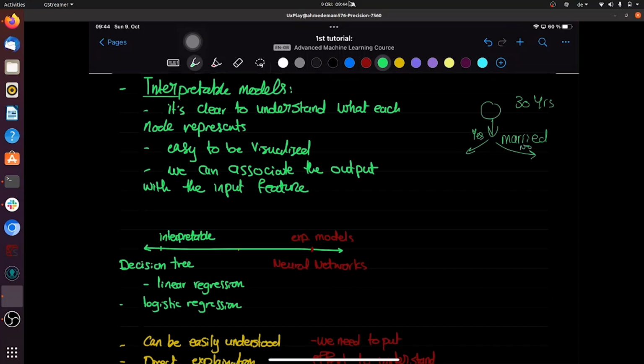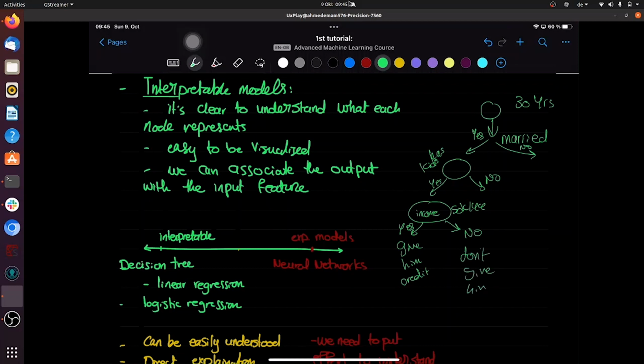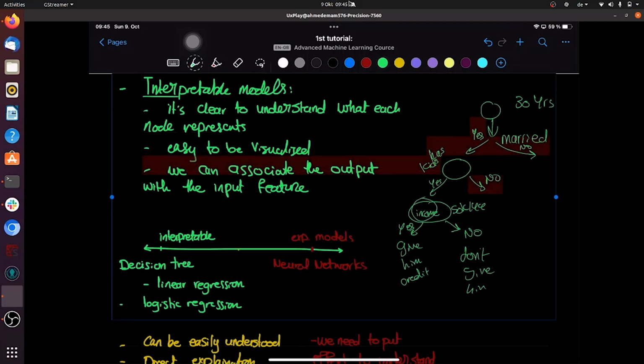If he's married and he has kids, I'm going to get him here, and yes, and no here. If he has kids also, if their income is more than 50K per year, if yes, give him credit, give him his loan. If no, don't give him anything. I want to say that in these interpretable models, you can clearly see the nodes here. You can understand why the algorithm is taking its decision. So at the end, we are naming these models interpretable models.